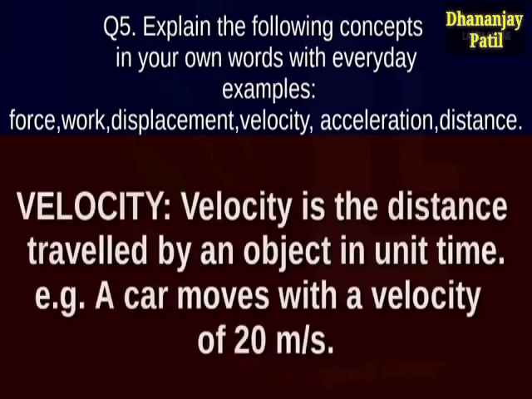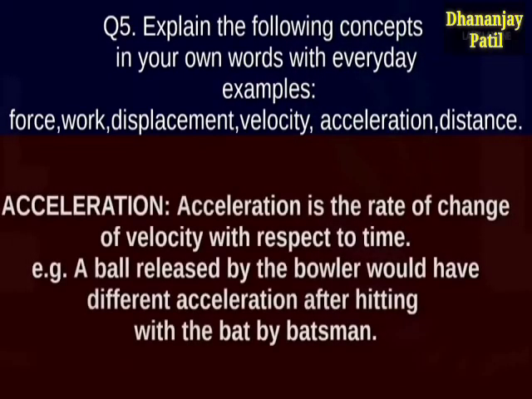Then velocity is the distance traveled by an object in unit time. Unit time means what? In 1 second. Example, a car moves with a velocity of 20 meter per second. And acceleration is the rate of change of velocity with respect to time.